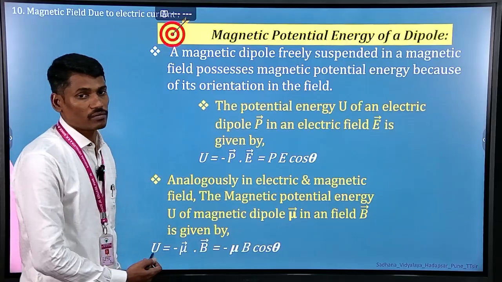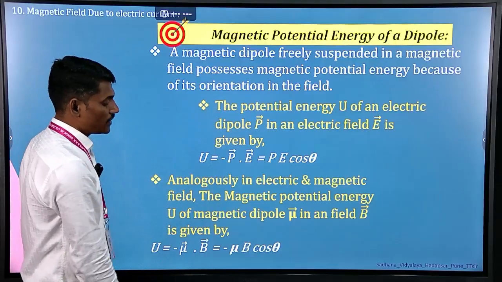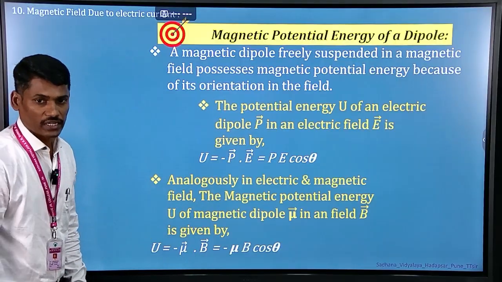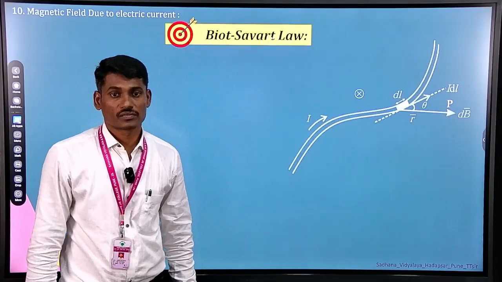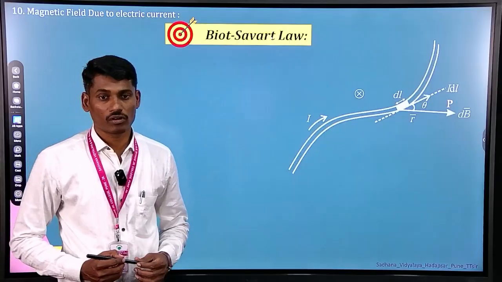But this is the magnetic potential energy of a magnetic dipole, right? I hope this is clear. Now the next point is the Biot-Savart law. This is a very important law in this chapter.